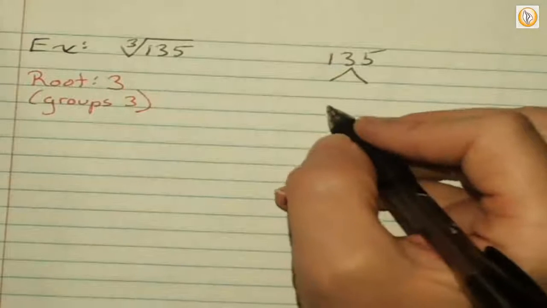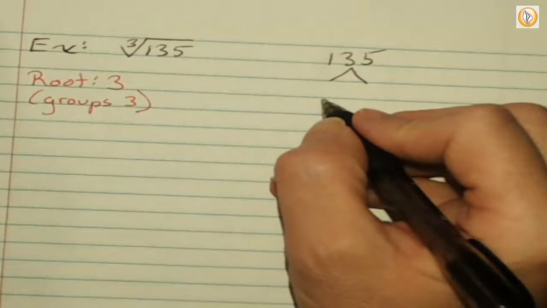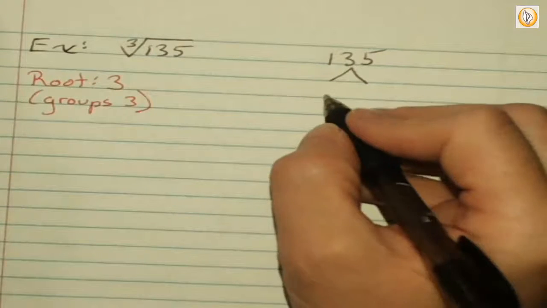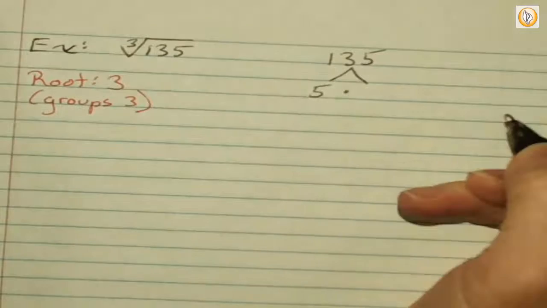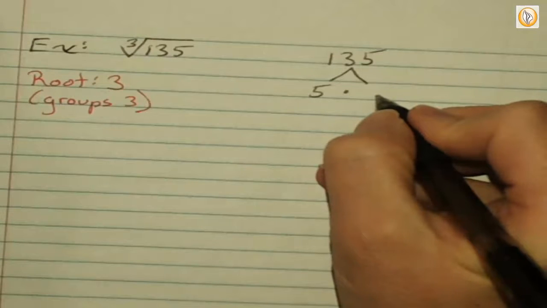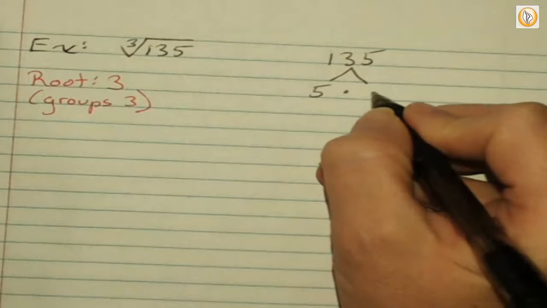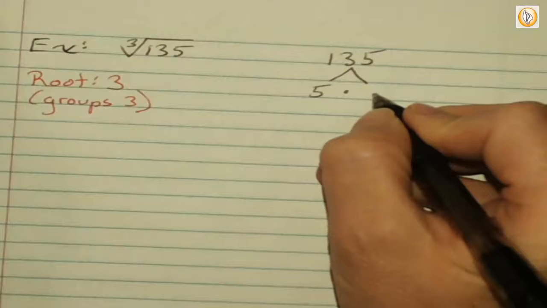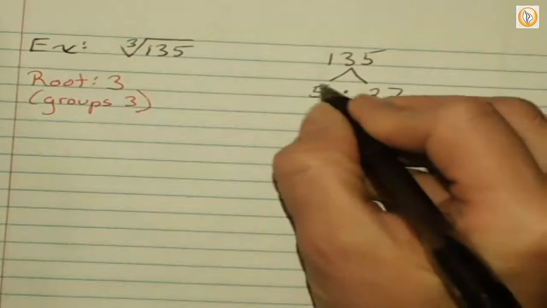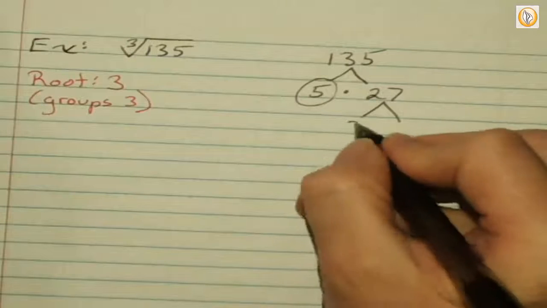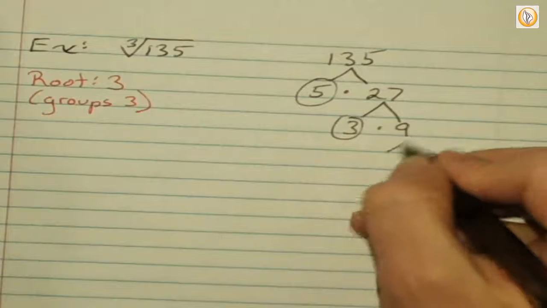What 2 numbers? 5 times 27. Very good. 5 is my prime. Then 3 times 9 and 3 times 6. Very good.